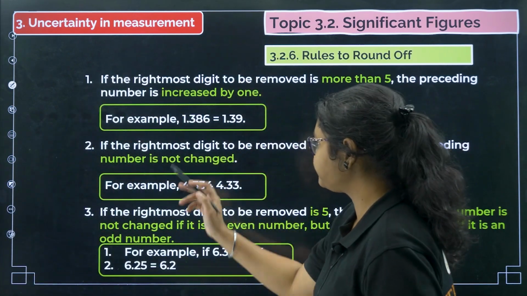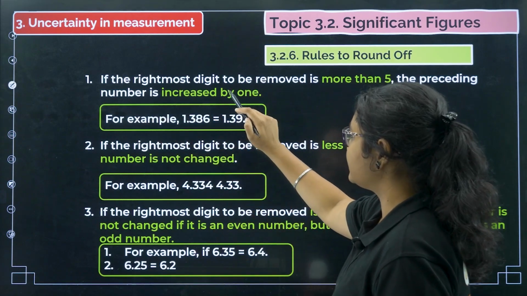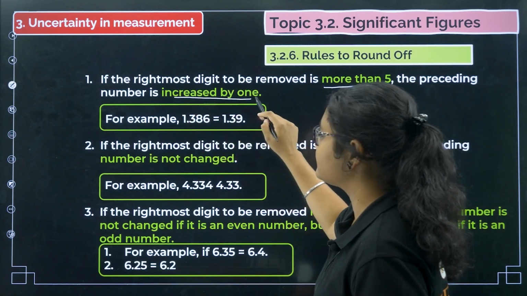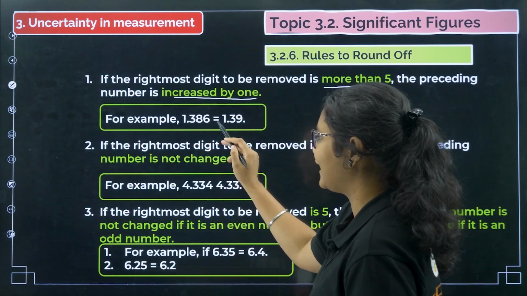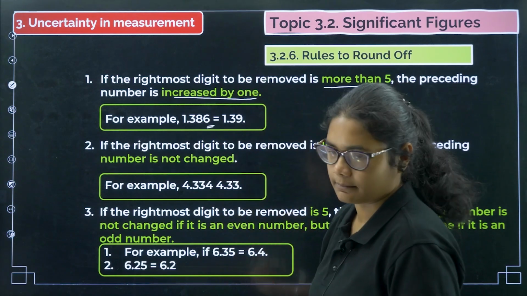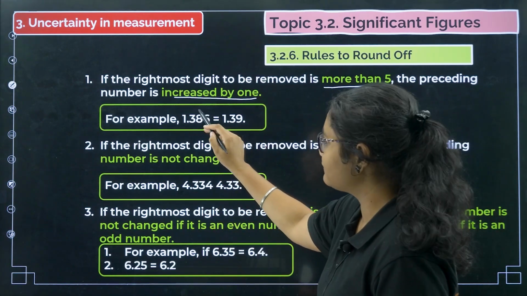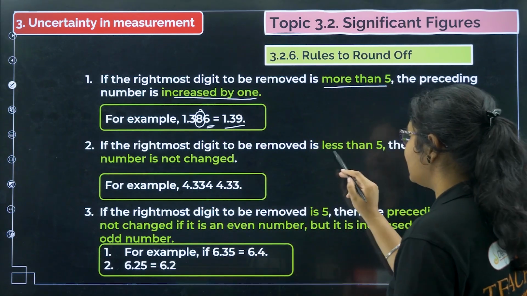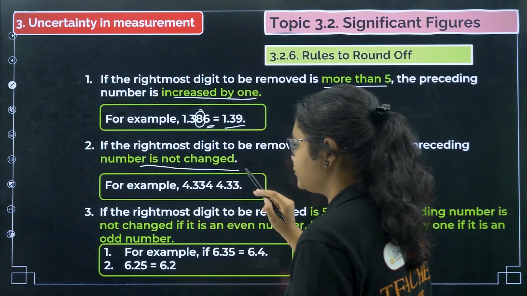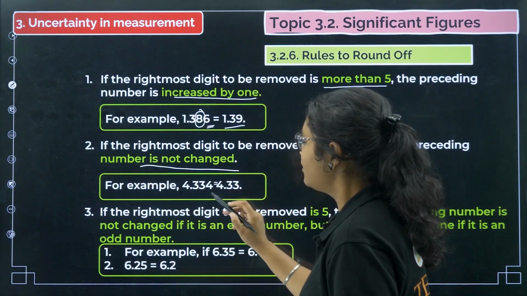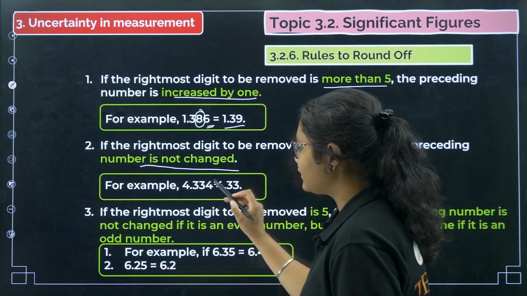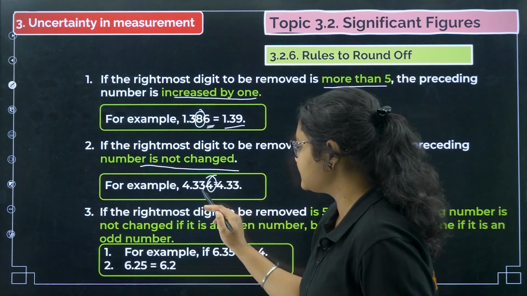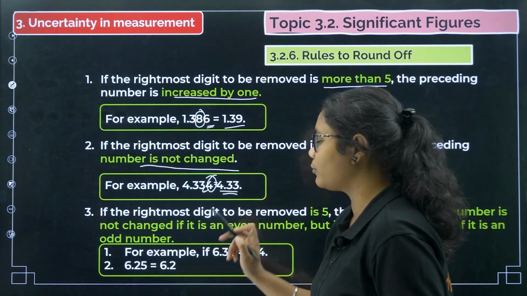Fine. Now let us see the rounding-off rules. If the rightmost digit to be removed is more than 5, then the preceding number is increased by 1. For example, 1.386: I want to drop the last number and it is more than 5, so the preceding one will increase by 1 and I'll get 1.39. If the rightmost digit to be removed is less than 5, then the preceding number is not changed. For example, 4.334: I want to write only 3 significant figures, I drop this number, which is less than 5, so the preceding number will not change and it will be 4.33.